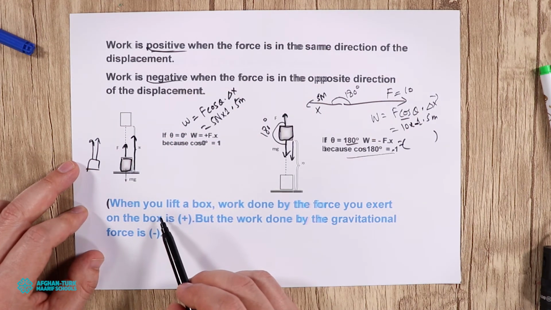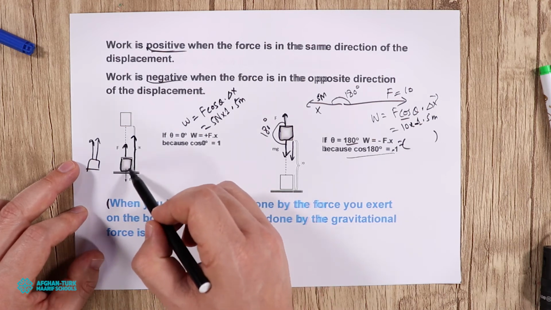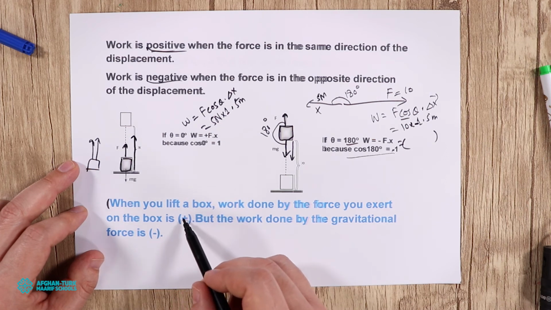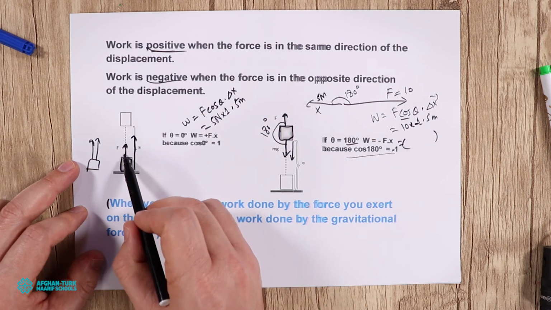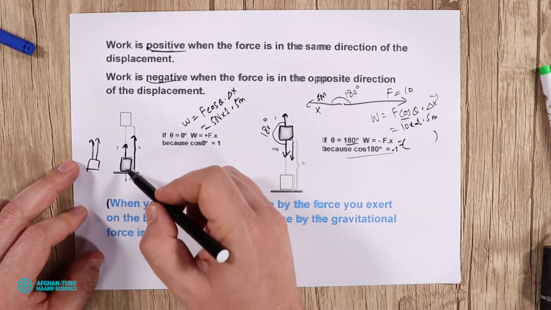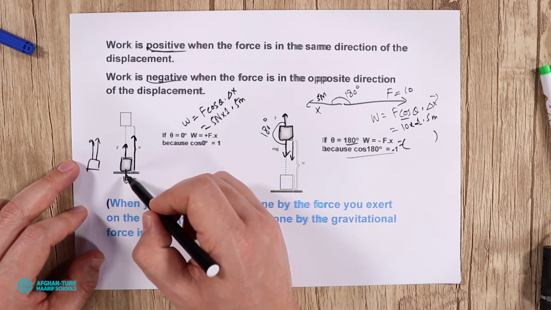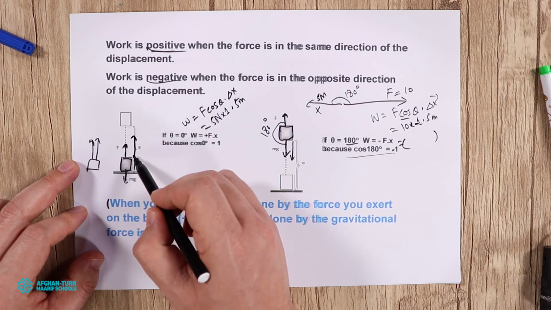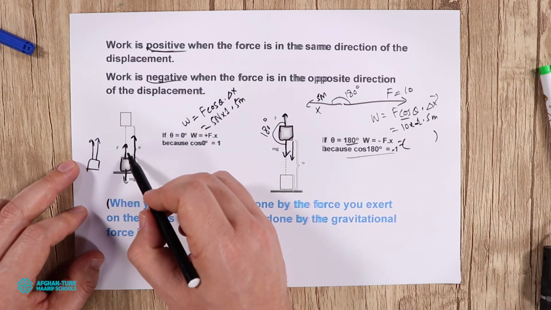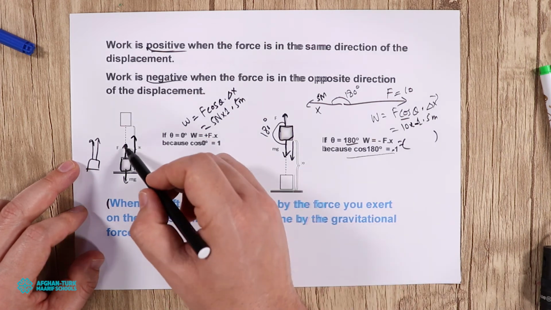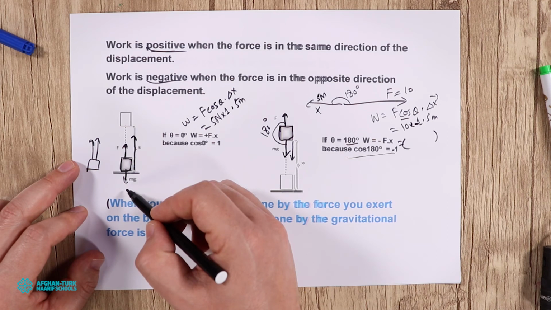What is in this line? When you lift a box, work done by the force you exert on the box is positive. When we apply the force on the object, it will be positive, but work done by gravity is negative. In this case, the weight is downward but the applied force is upward, and the displacement is covered in the same direction as the applied force. So the work done by the applied force is positive but by gravity is negative.